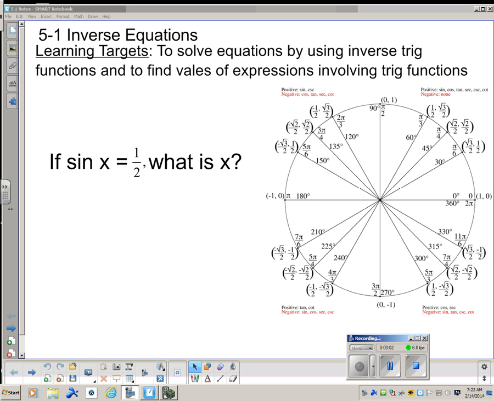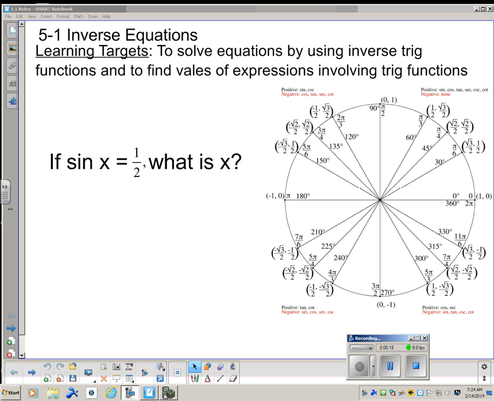All right, so today we are going to be looking at 5.1. So starting our last chapter before our final here, and this one's going to go fairly quickly. We want to go ahead and work with inverse equations here.